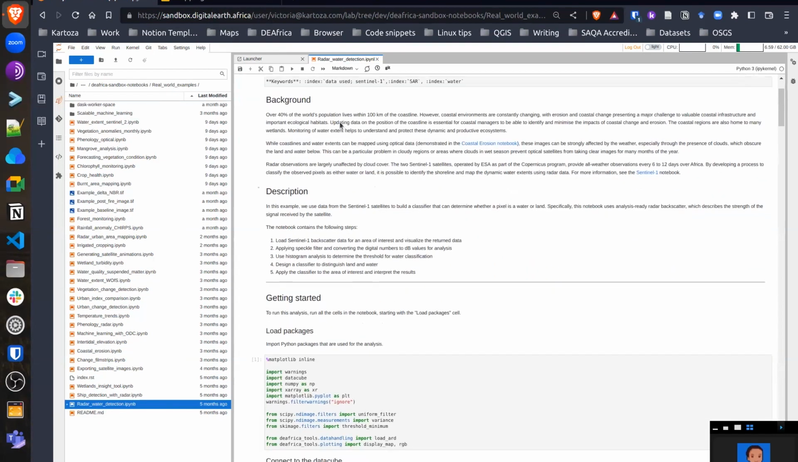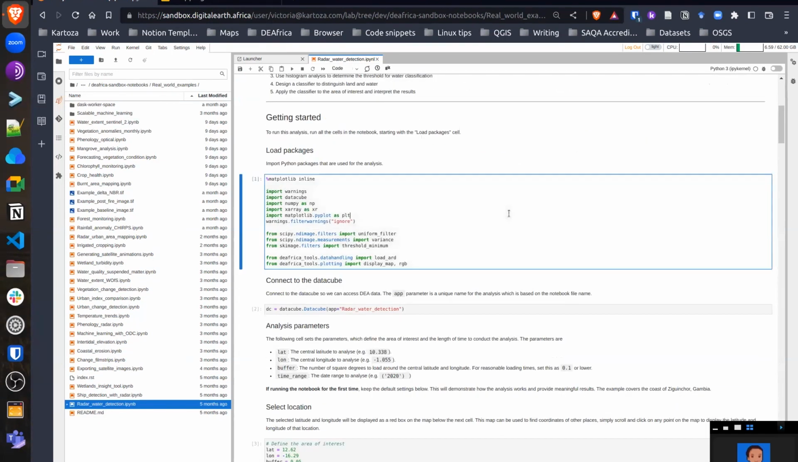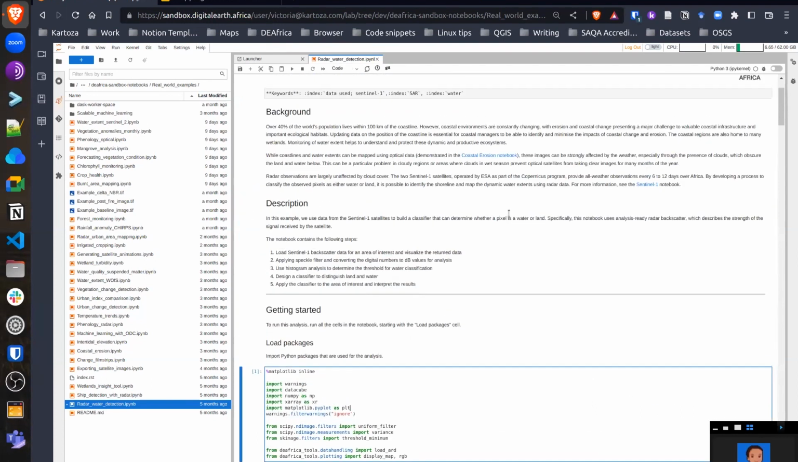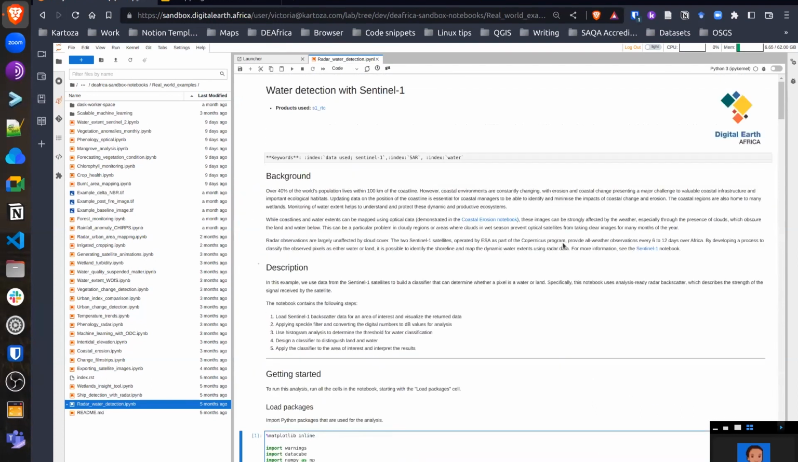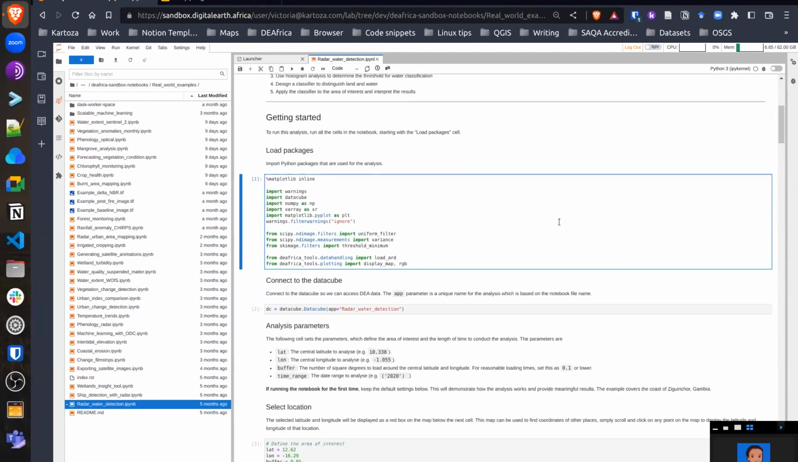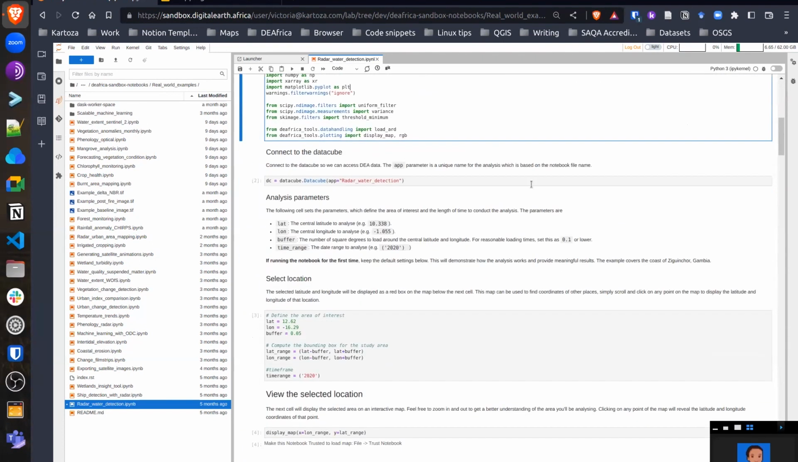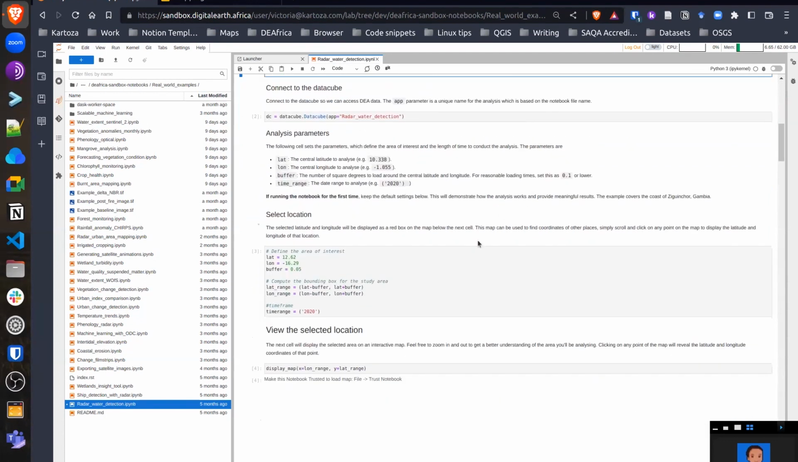Okay, so you can see most notebooks follow the same format. We have a background section where we give a background of the problem we're trying to solve with the notebook. In this case, this was focusing on determining shorelines or coastlines by detecting water bodies using Sentinel-1. So we start off by loading the packages, and then we determine the area of interest. We define the time range we want to load data for, and the latitude, longitude, and buffer for our area.